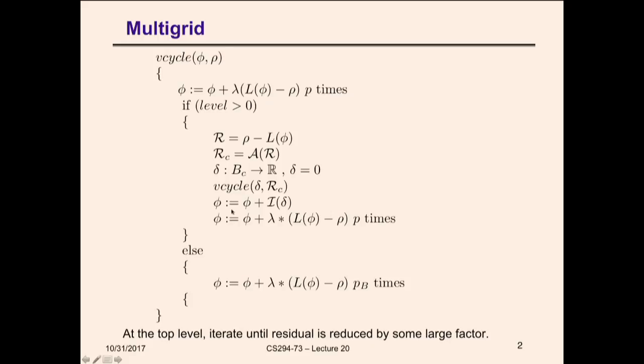You compute point Jacobi some number of times. If you haven't reached the bottom level yet, you compute the residual, you average the residual down onto the next coarser grid, define a correction, and then apply V-cycle recursively. Then you come back up, interpolate your correction onto phi, and then you apply point relaxation some more times, unless you've reached the bottom, where we're just using point Jacobi as the bottom solver. We assume we can get down to a fairly coarse grid where point Jacobi converges fairly rapidly. So you do this at the top level, iterating until the residual is reduced by some large factor. Okay, so that's the algorithm.